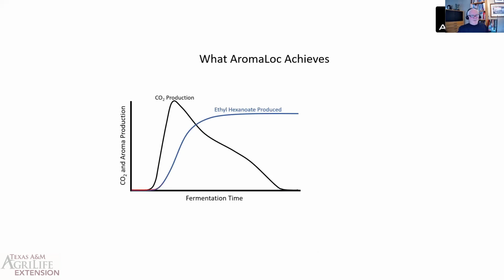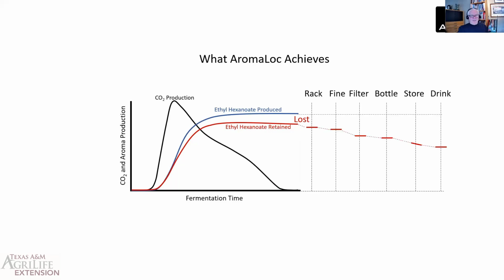So at the end of a fermentation using Aromalock, we may get an ethyl hexanoate concentration in the wine that is considerably higher than the one you saw before, maybe a 10% loss. And of course, after we do all the stuff at the end and lose some more aroma, we end up with a wine that has more aroma than if we didn't do anything, if we just use standard fermentation practices like they have been conducted over the last 8,000 years.